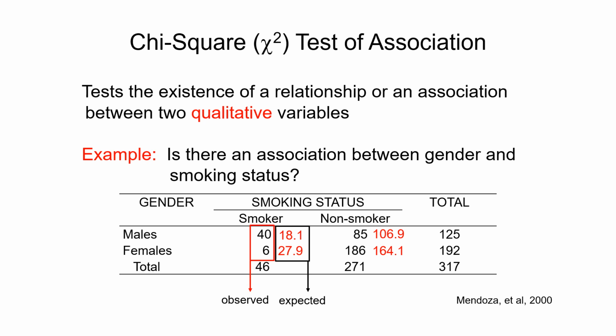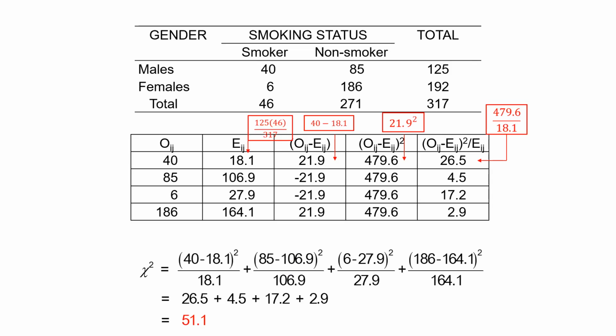The logic behind chi-square is that if no relationship exists between gender and smoking status, meaning that gender and smoking status are independent, the observed frequencies, which are in black, will be the same or close to the expected frequencies, which are in red, and the value of chi-square will be small. If a relationship or dependency occurs, the observed will vary from the expected, and the value of chi-square will be large. This is how the chi-square test statistic value is computed manually.